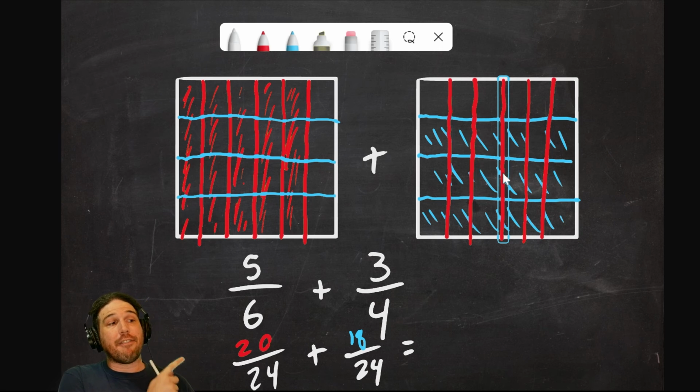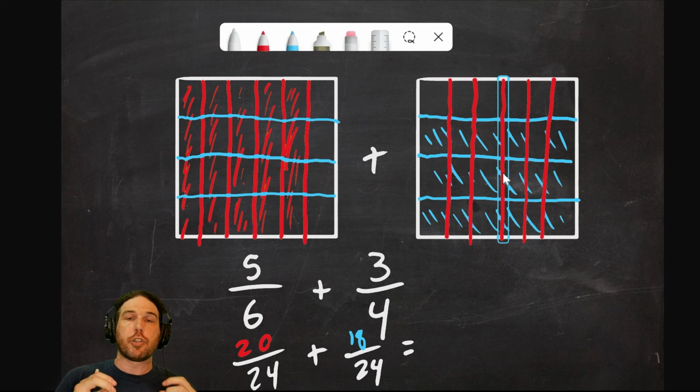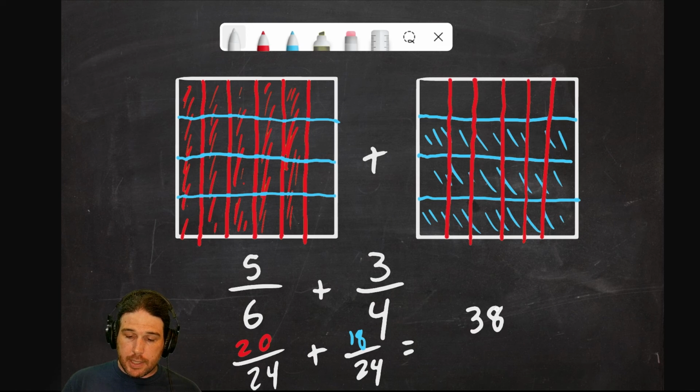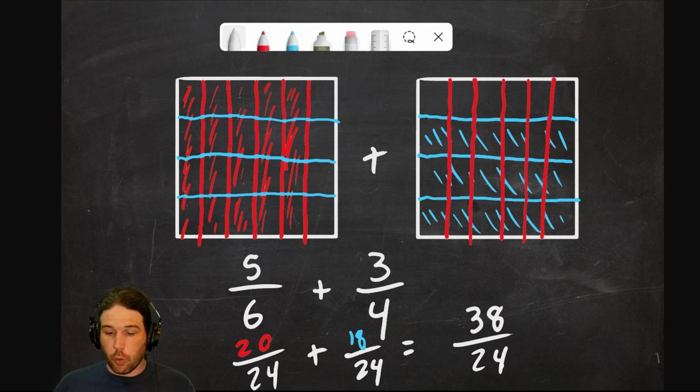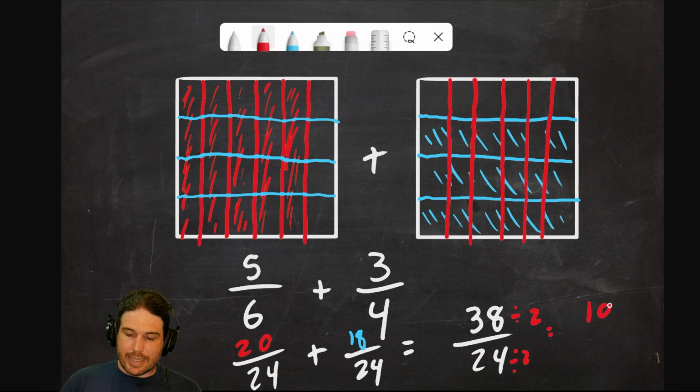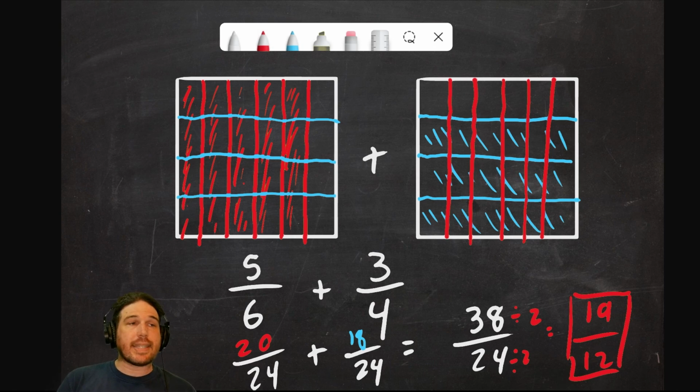Again, now that we have that common denominator, we are dealing with 24ths. We no longer have to worry about the fraction. We're just counting how many 24ths we have. If I have a pile of 20 blocks and a pile of 18 blocks, that gives me a total of 38 blocks. We just happen to know that each quote-unquote block, each piece of the pizza, is 1/24th of the whole pizza. So we have 38 24ths, which you can divide the top and the bottom by 2 to get 19 over 12. So that's how I think about these.